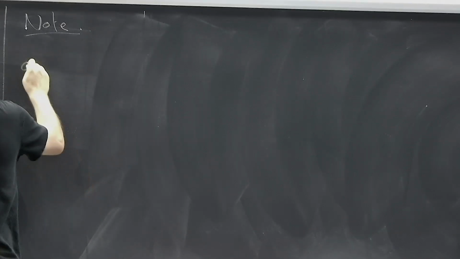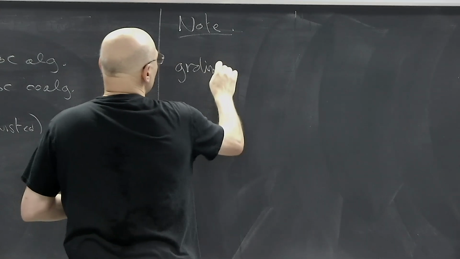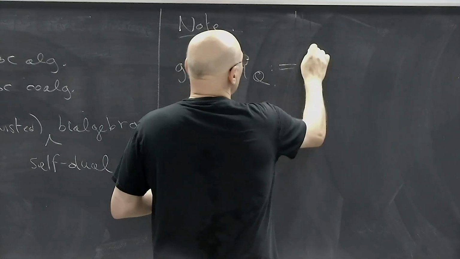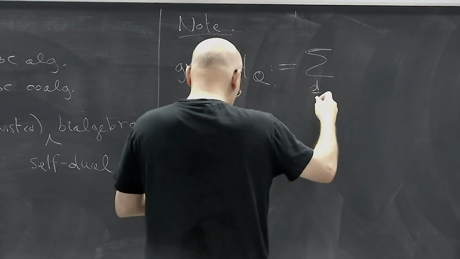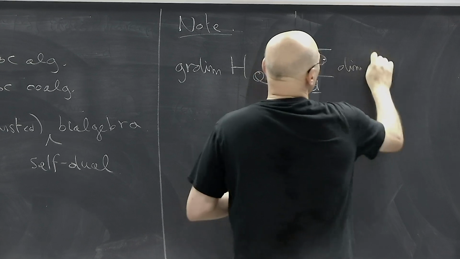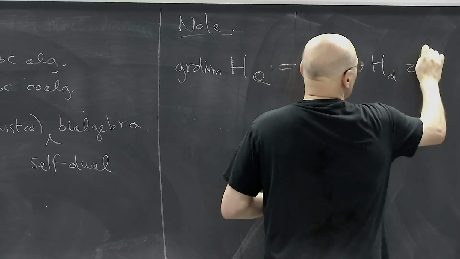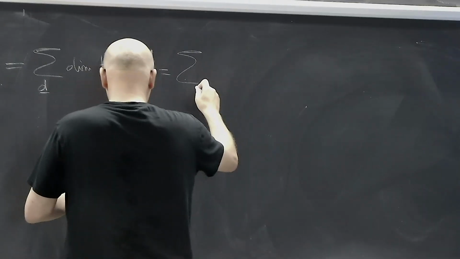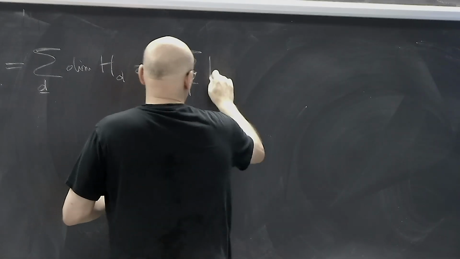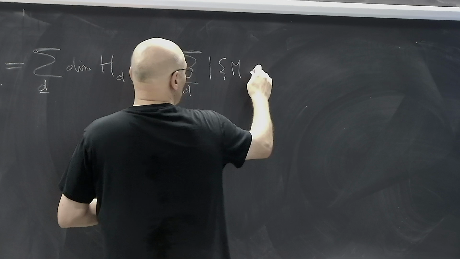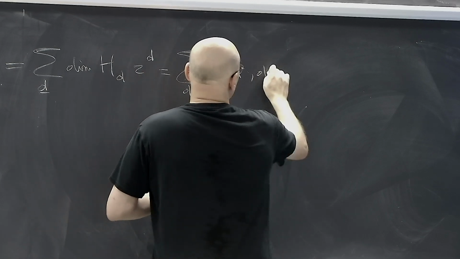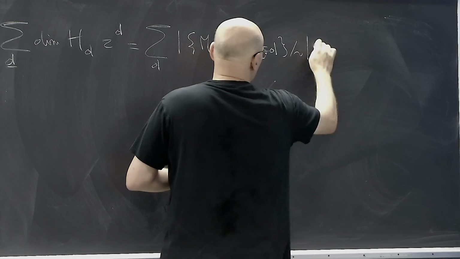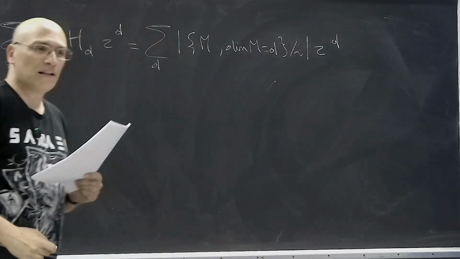by construction, what is the dimension of this algebra? So graded dimension, by which I mean the sum over all d of the dimension of H_d z to the d. Well, what is this? This is the sum for all d of the cardinality of the set of objects, up to isomorphism, z to the d, obviously.